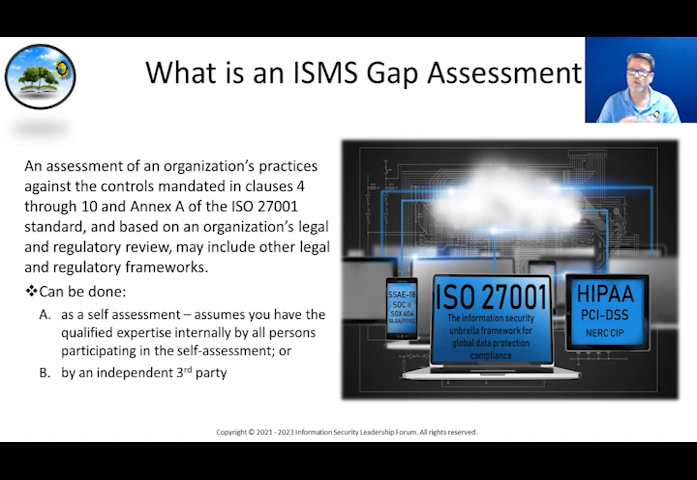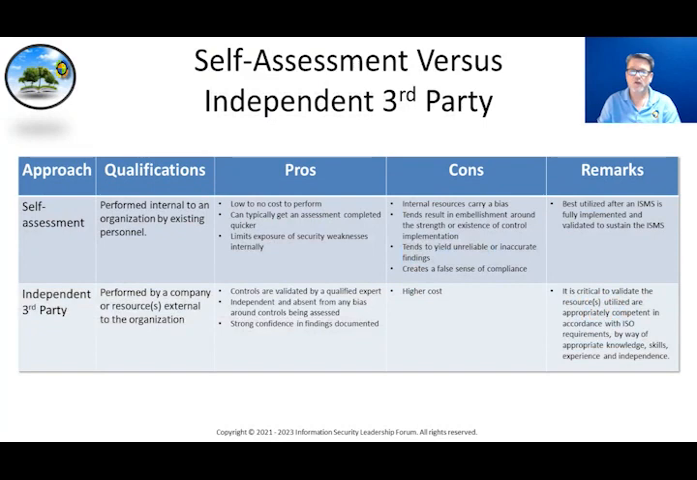There are two different ways you can do it. You can do it as a self-assessment, which assumes that you have qualified expertise internally among all persons participating in that self-assessment, or you'll go out and utilize an independent third party. The great thing about an independent third party is you get objectivity. So, self-assessment versus independent third party.